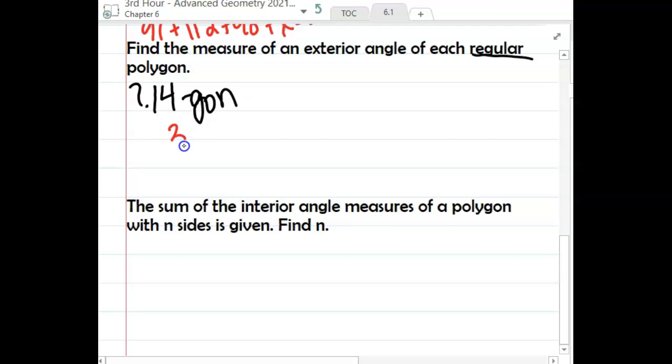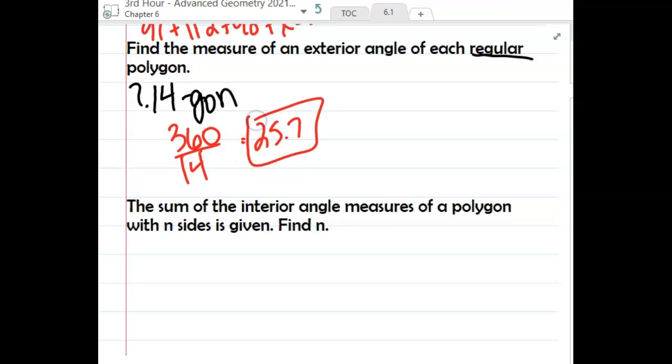What do all the exterior angles add to be? 360. 360, and how many angles are there? 14. 14, and they're all congruent. So you would take 360 divided by 14. I think the ones in your homework come out nice and even. This one does not. If we round, it's about 25.7 degrees.